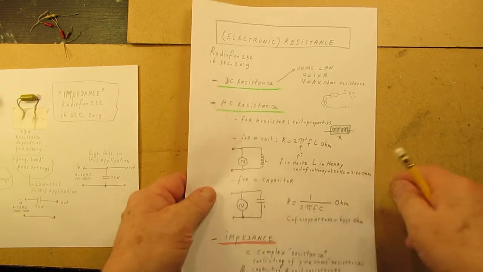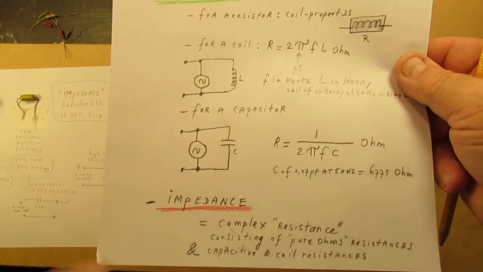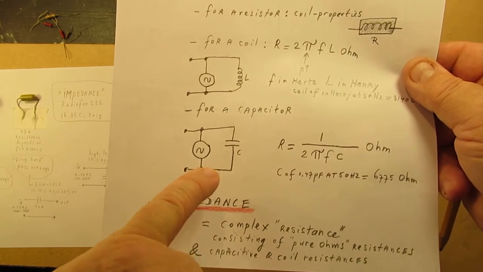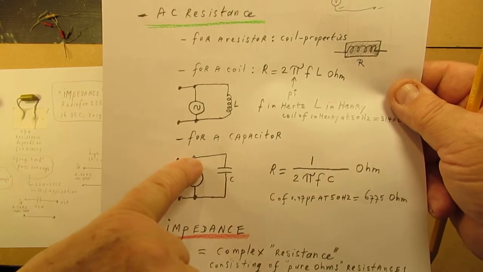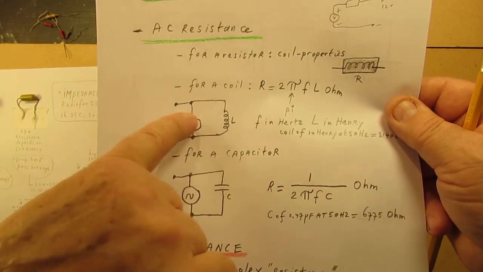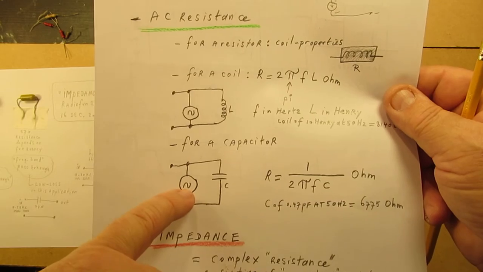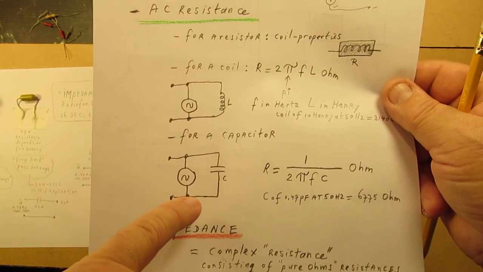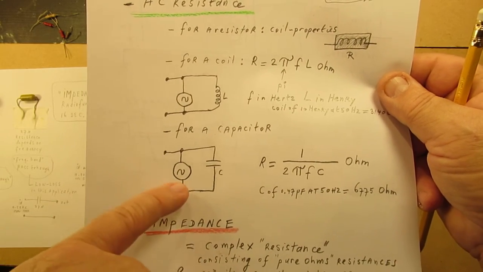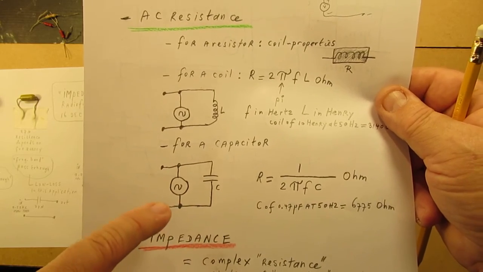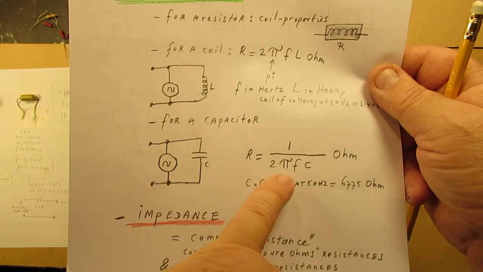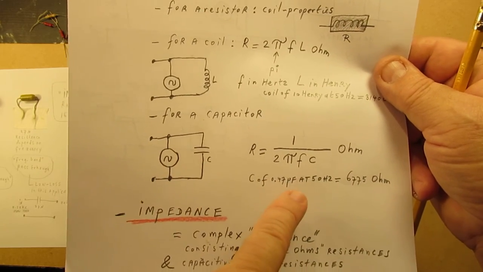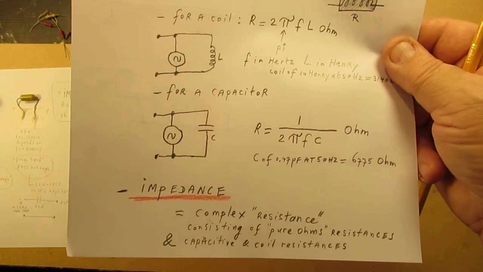That's of course clear. And as far as I know, I don't know that exactly, but as far as I know, this refers to a sine wave. So a sine wave generator, not a square wave generator. Perhaps I'm wrong, correct me if I'm wrong, but anyway. Coil resistance depends on the frequency, and also the capacitor resistance depends on the frequency.